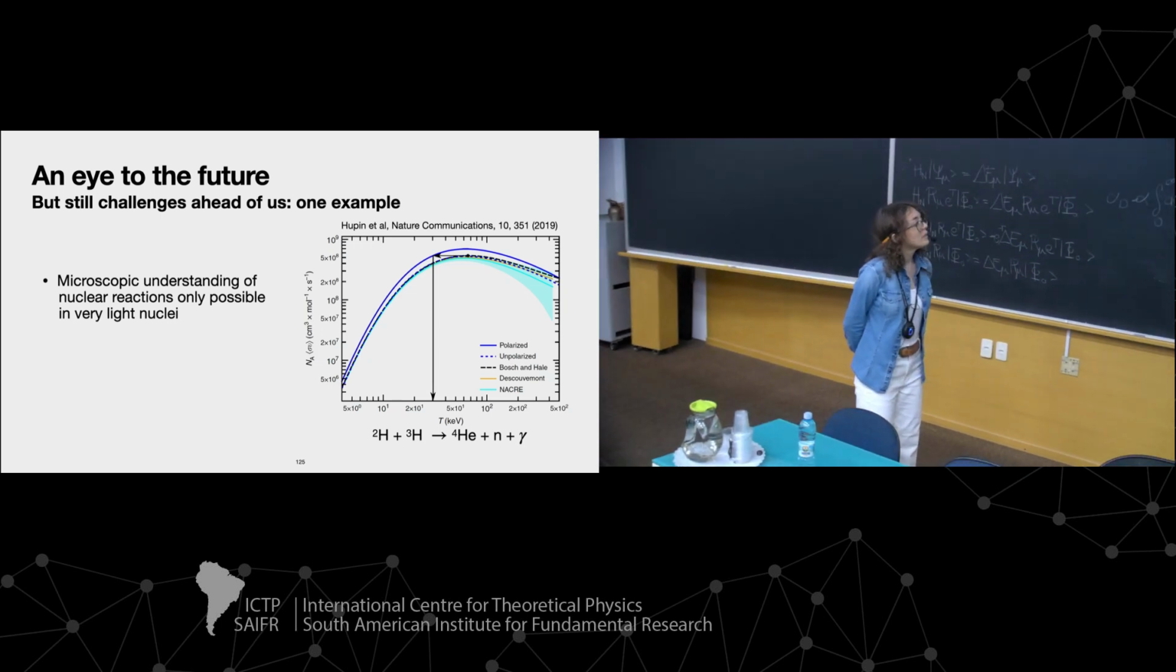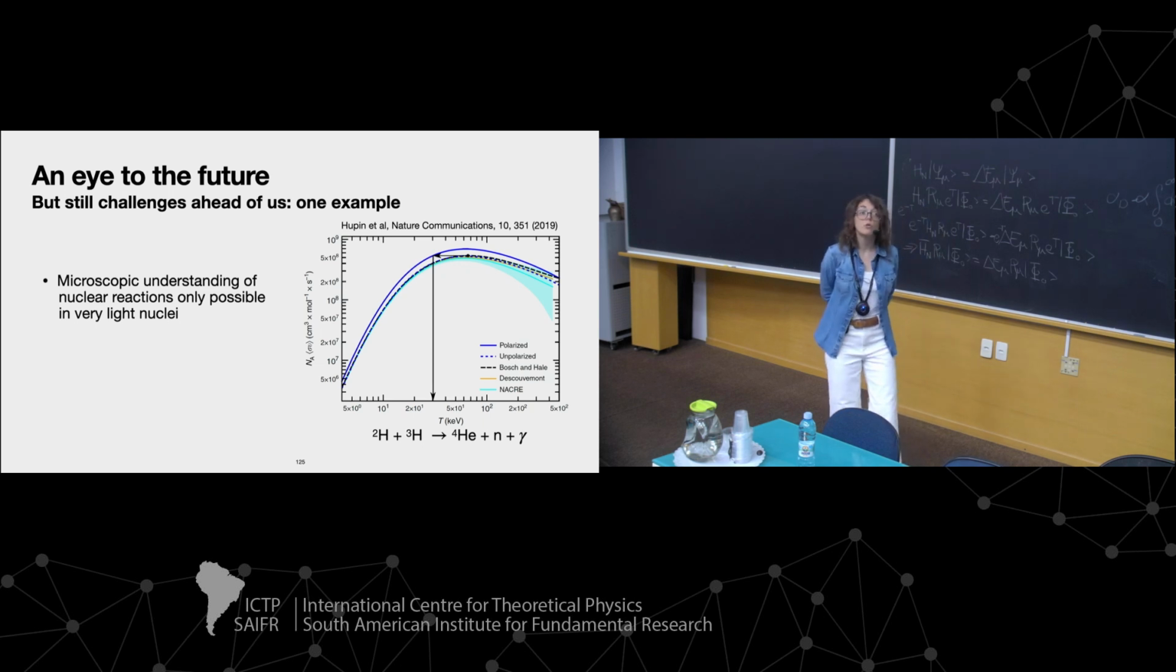It is a prediction of the deuterium-tritium fusion, which is the nuclear fusion process that is more promising for future nuclear fusion reactors. And this is a prediction for the reaction rate of DT fusion into plasma.